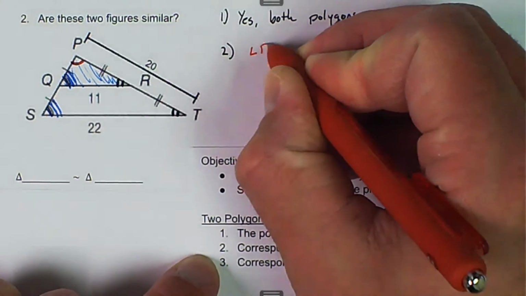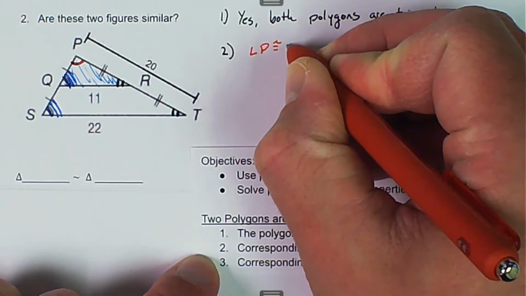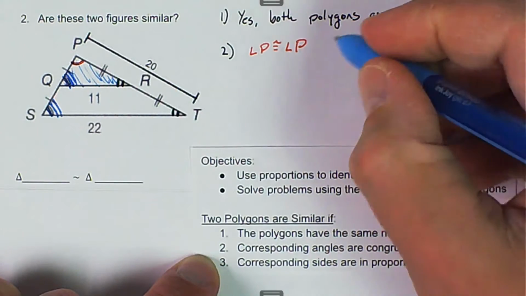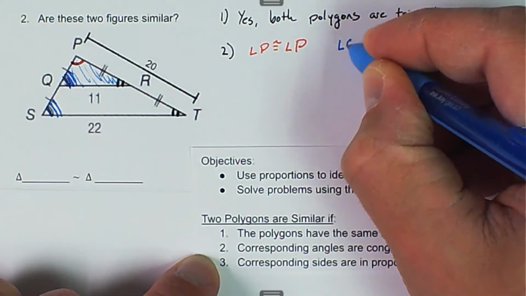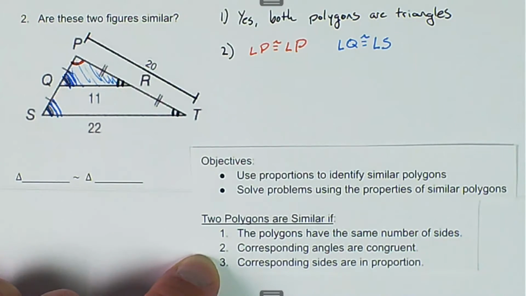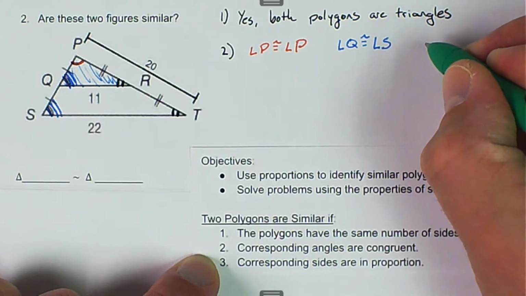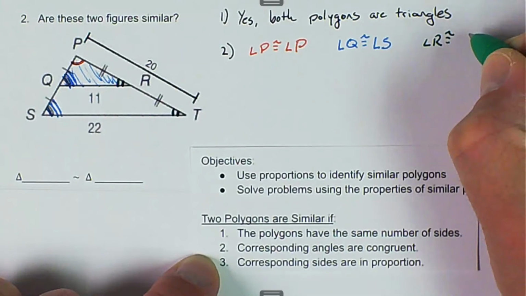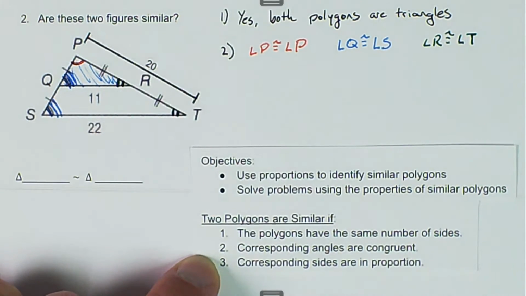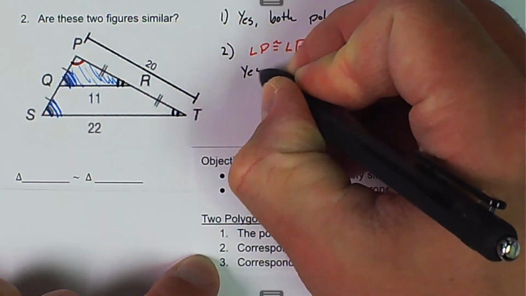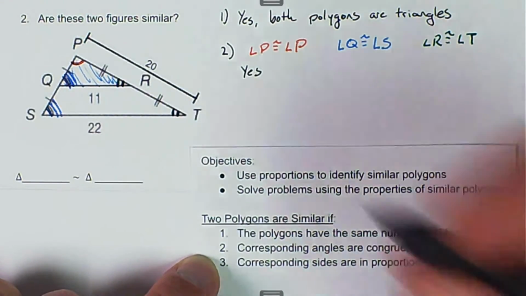So angle P is congruent to itself, angle P. Angle Q is congruent to angle S. And angle R is congruent to angle T. So number 2 is also a yes. And then we can look at number 3.